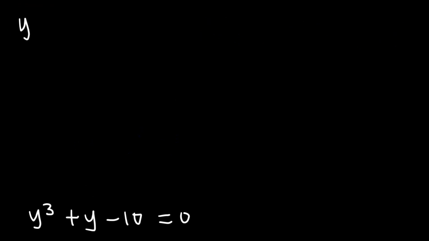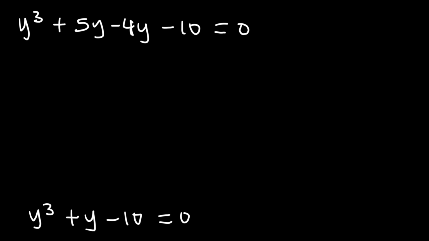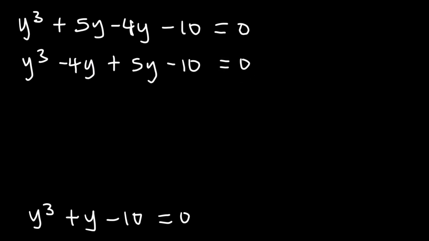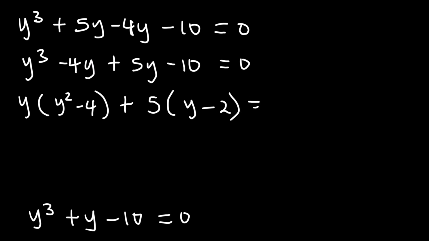Therefore, we shall have y to the power of 3 plus, now y can also be written as 5y minus 4y, and then minus 10 equaling 0. And if we rearrange this, we shall have y to the power of 3 minus 4y and then plus 5y minus 10 equaling 0. Now for the first part, y is a common factor, so we shall pull it out. This will give us y into y to the power of 2 minus 4, and then plus, now for the second part, 5 is a common factor. So if we pull out 5, we shall remain with y minus 2, and this will be equal to 0.